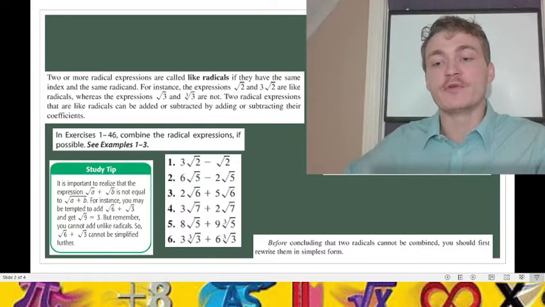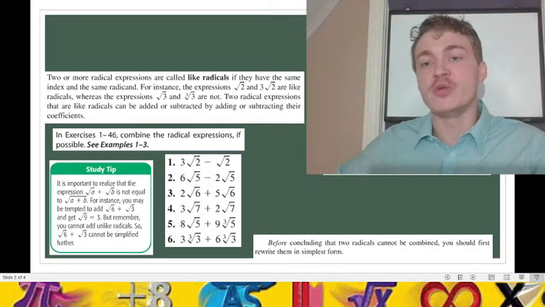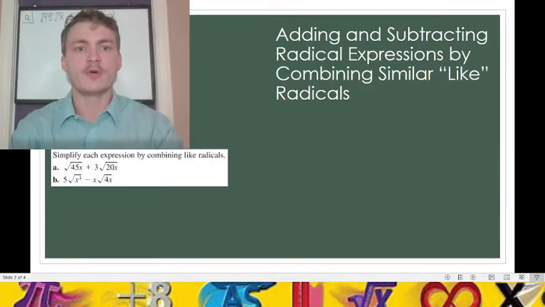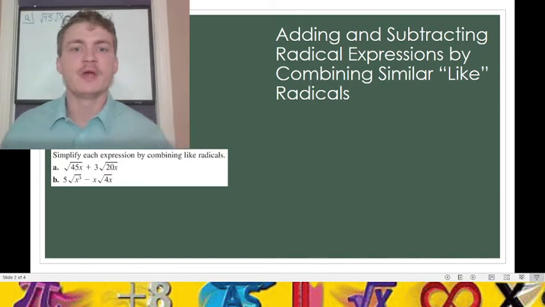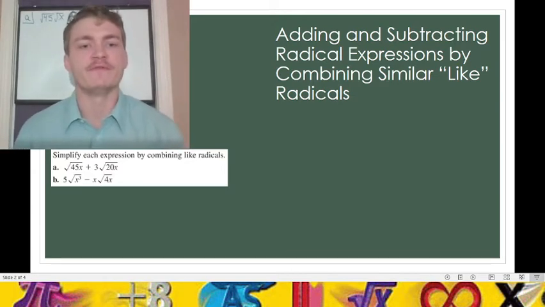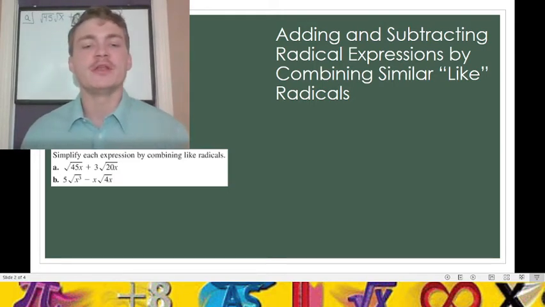In other words, for those radicands under square roots, they may contain perfect square factors. For those radicands underneath cube roots, they may contain perfect third power factors, and so on. For part A, simplify each expression by combining like radicals. For part B as well. Part A here, we have the square root of 45 times x plus 3 times the square root of 20 times x. Note for our first term, our radicand is 45 multiply x.